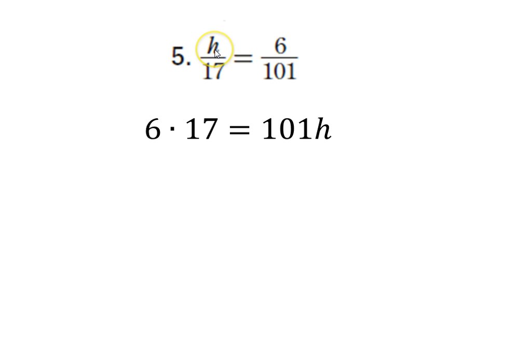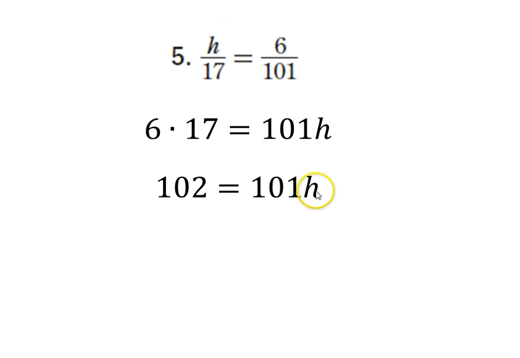This will work for any fractions that are equal. For any proportion that is true, this property will work. 17 times 6 is equal to 101 times h. Now we just have to solve the equation. We have a very basic algebraic equation now to solve. I see 6 times 17, and I know what that is. It's 102. So 102 equals 101 times h.